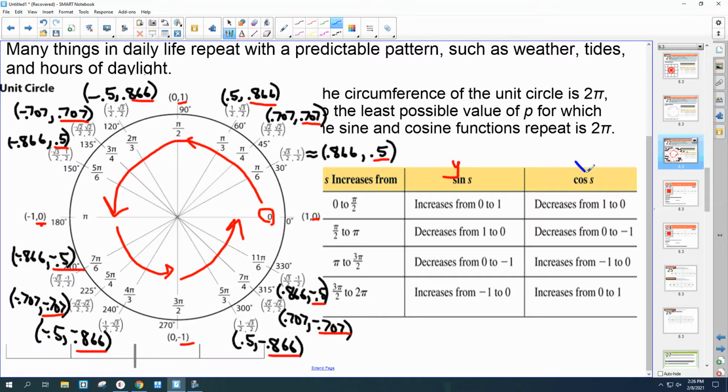And then if you wanted to look at cosine, you'd have to remember that cosine is the x number. So notice the x number as we go around, it starts at 1, 0.8, 0.7, 0.5. See how it's decreasing? That's what this says. And then it's going to go from pi over 2 to pi. So the next part, it goes from 0 to negative 0.5, negative 0.7, negative 0.8, negative 1. So it's decreasing to negative 1. Now it's going to increase, negative 0.8, negative 0.7, negative 0.5 to 0, increase. And then it's going to increase again, 0.5, 0.7, 0.866, and 1.